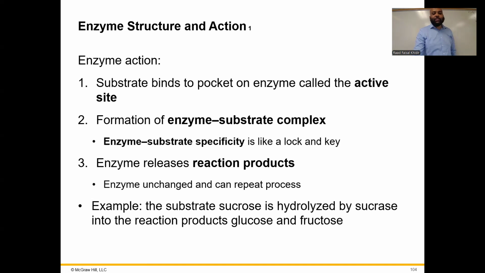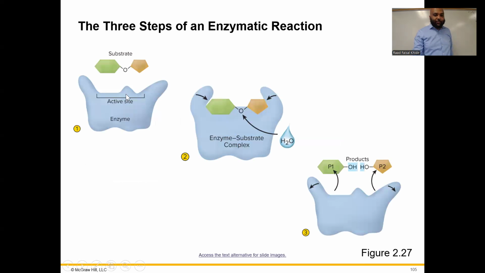So the example is the substrate sucrose is hydrolyzed by sucrase into the reaction product, glucose and fructose. So that's what we have. That's the enzyme. It has an active site. Remember I told you the pictures, the graphs, these are the main points.